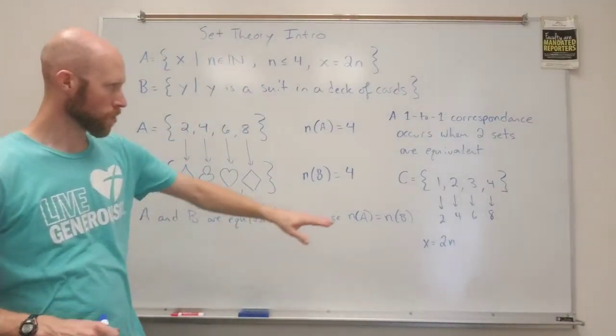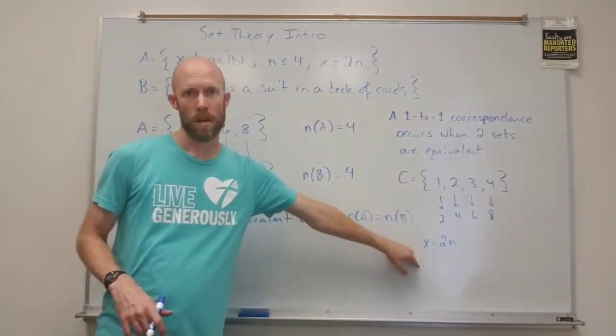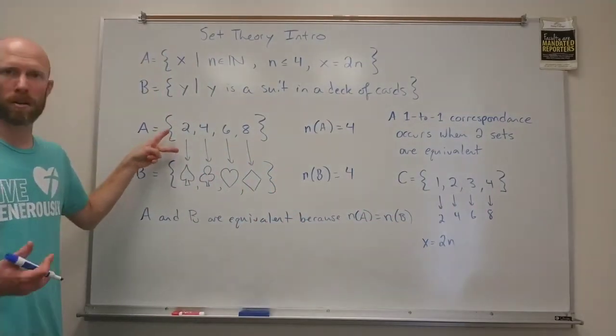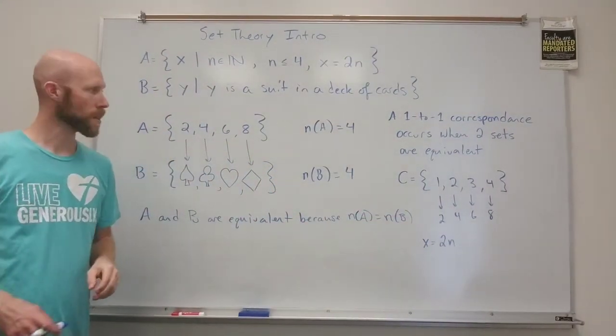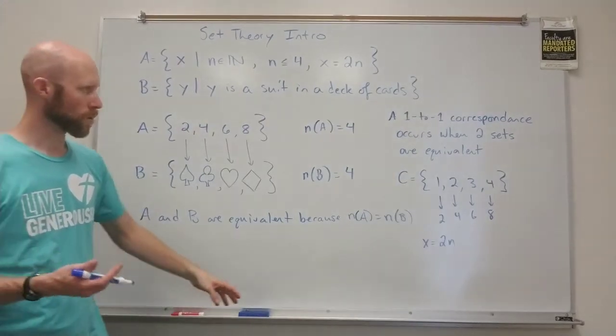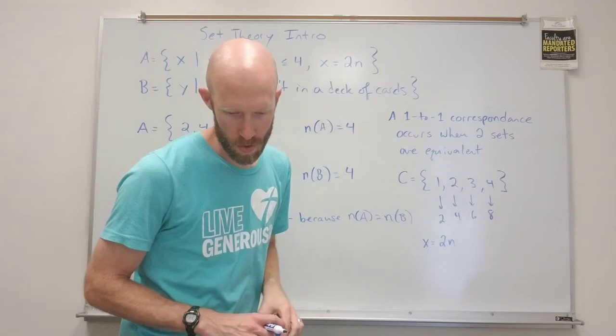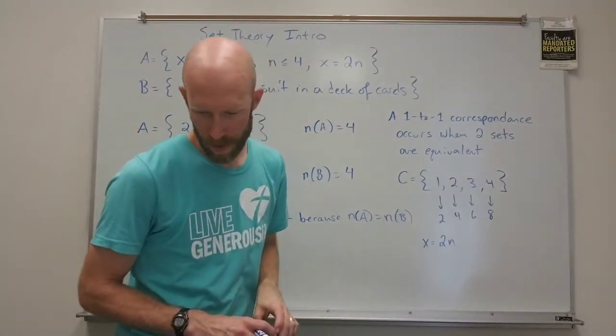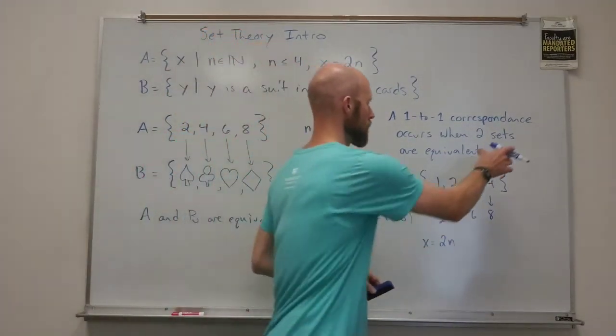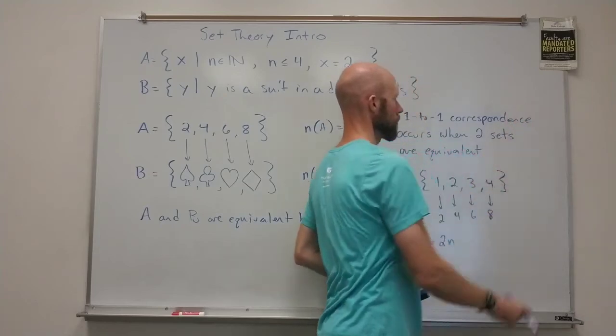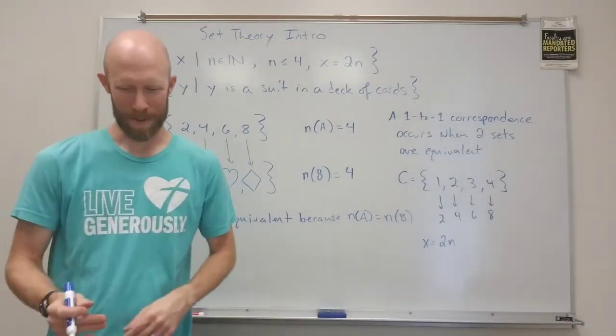Okay, so sometimes the correspondence is mathematical in nature. Sometimes it's just a labeling, a pairing up of the elements. Okay, and so one-to-one correspondences exist when two sets are equivalent. By the way, this is ENCE, not ANCE. There we go. All right.